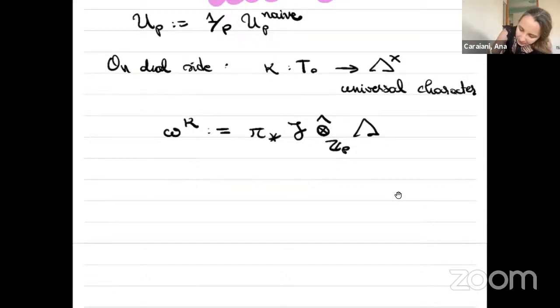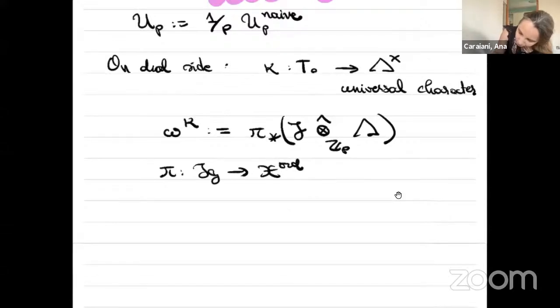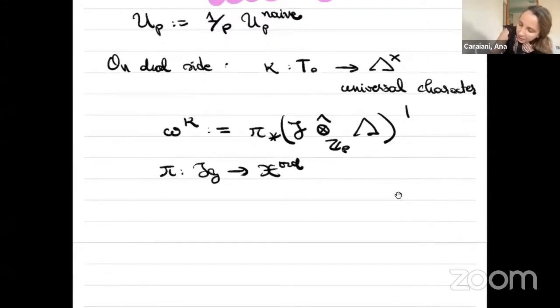You project this, pi is the T0 torsor. So you project along the T0 torsor to the ordinary locus, and then you take invariants under T0, under the diagonal action of T0. And so you get a quasi-coherent sheaf that corresponds to this universal character. And so, for instance, if I want to specialize in weight k, then I would get the kth power of omega, omega^k, tensor with the ideal of the cusps.